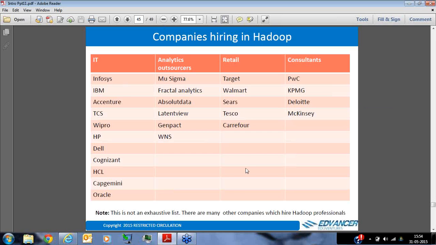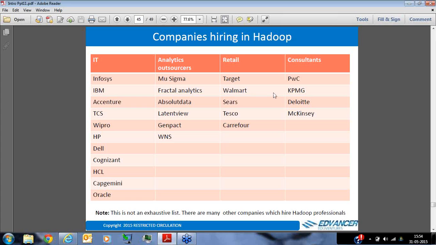Which are the companies hiring in Hadoop, you may ask? Well, obviously, all the IT companies are hiring in Hadoop. First of all, this list which you see here is not an exhaustive list. There are many other companies which hire Hadoop professionals. We have just put in some names here which we could think of. So all kinds of IT companies will hire Hadoop professionals. All kinds of outsourcing companies, especially the analytics outsourcing companies, will hire Hadoop professionals.